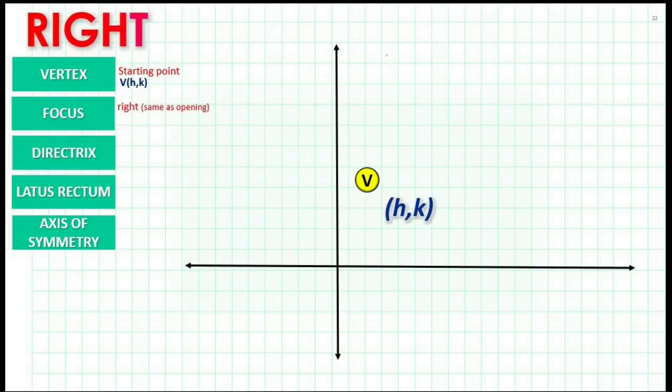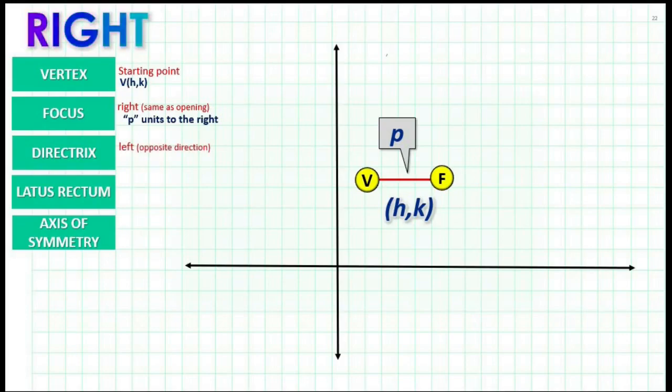After plotting the vertex, the next is the focus. Since this is a parabola that opens to the right, when we plot the focus, we're going to move P units to the right. So starting from the vertex, we count P units to the right, and there is where we're going to plot the focus. After plotting the focus, we now plot the directrix, and this time it will be in the opposite direction of the focus.